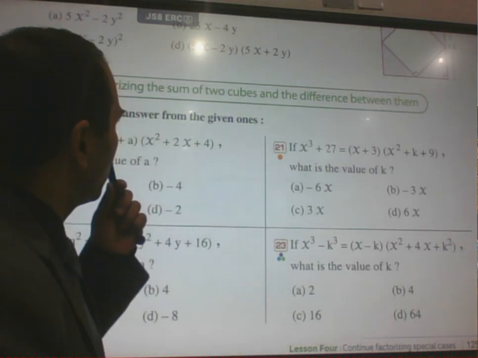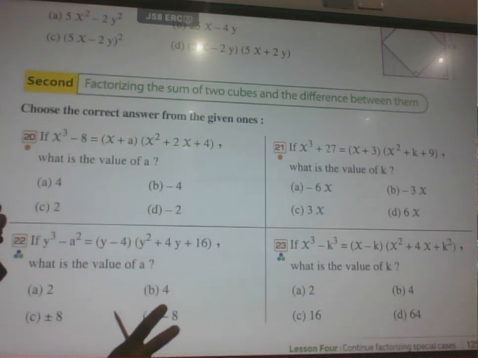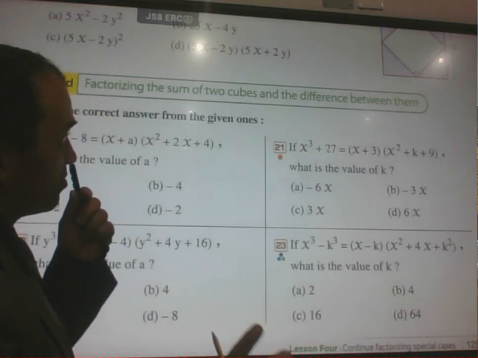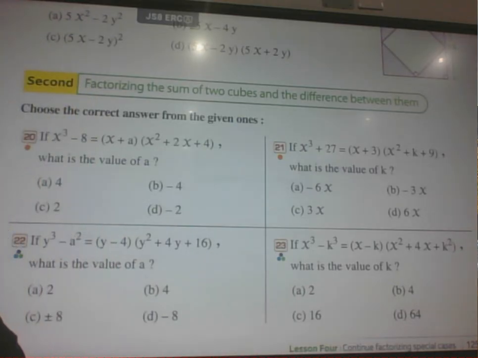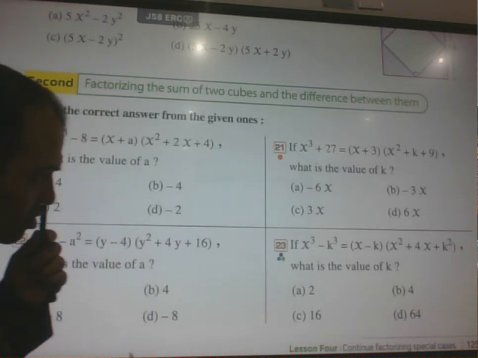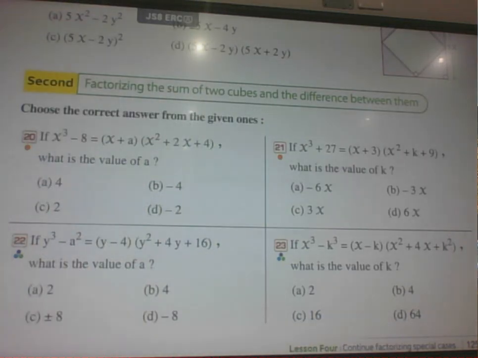Today we'll explain factorization, or factorizing, the sum of two cubes and the difference between them. We can solve the example from Almoasser Book, okay? Page, I don't know the page, okay, I will see it now.